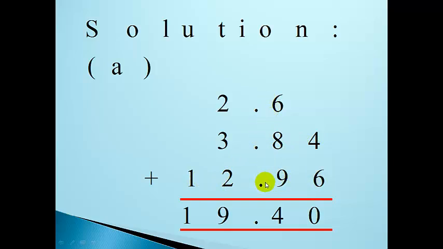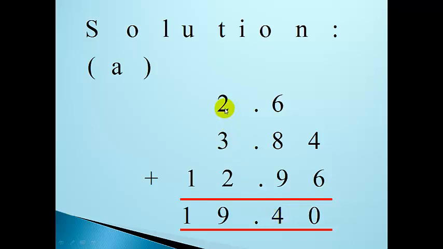Now the arrangement is done as shown. The decimal point is vertically in line as shown. Please, the decimal point should be vertically in line. So we have 2.6 plus 3.84 plus 12.96. Now let's begin to add. So 4 plus 6 will give us 10. So we write 0. The remainder is 1. 1 plus this 6 will give us 7. And 7 plus 8 is 15. Now 15 plus 9 is 24. So we write 4. And the remainder is 2.